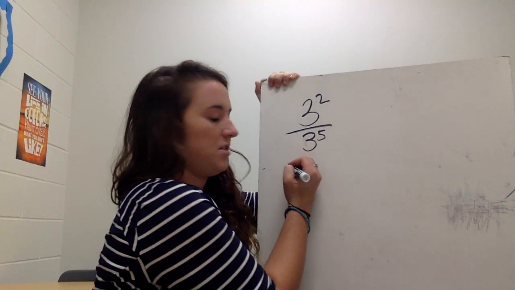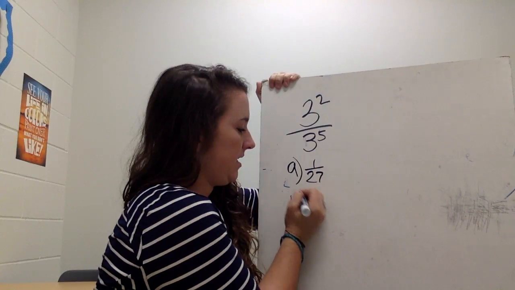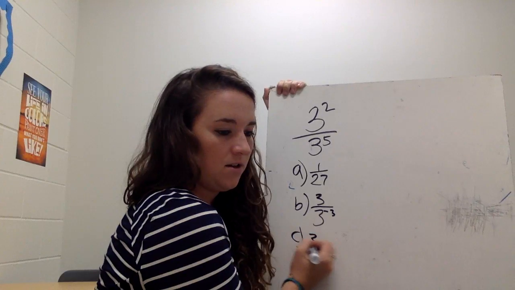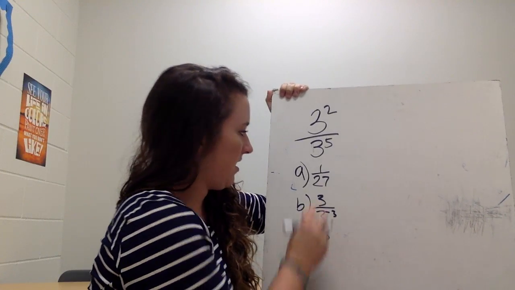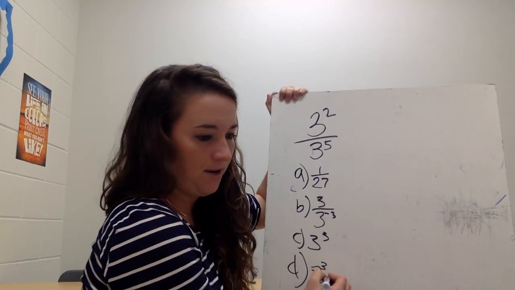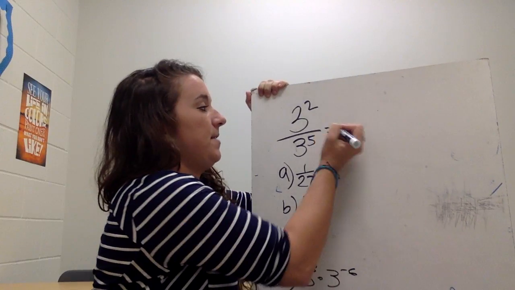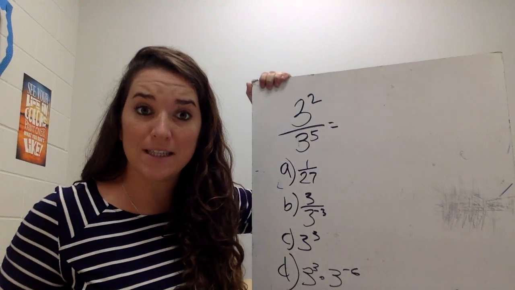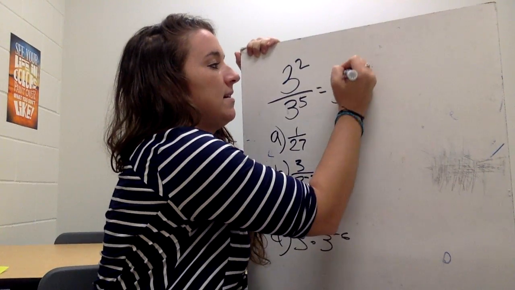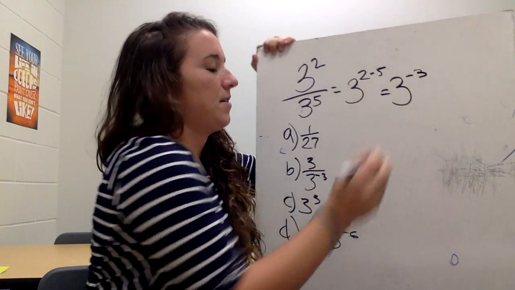The first question says, which of the following are equivalent to 3 squared over 3 to the 5th? So our answer choices are the following, and what are we doing? What operation are we using in our first expression? We are dividing. When we divide, what do we do? The exponents, we subtract them. So I'm going to do 2 minus 5, and I'll end up with 3 to the negative third power.